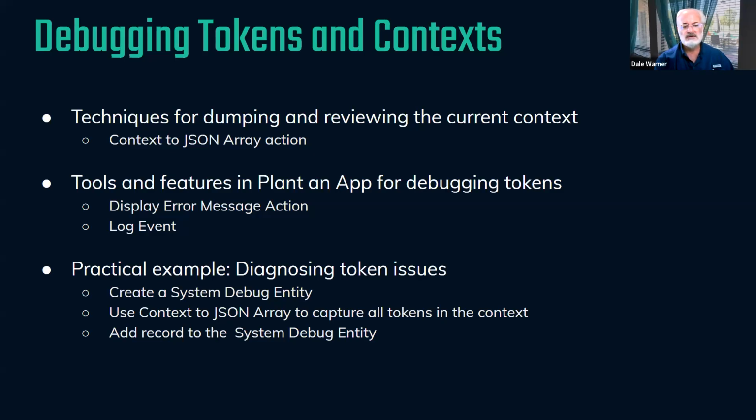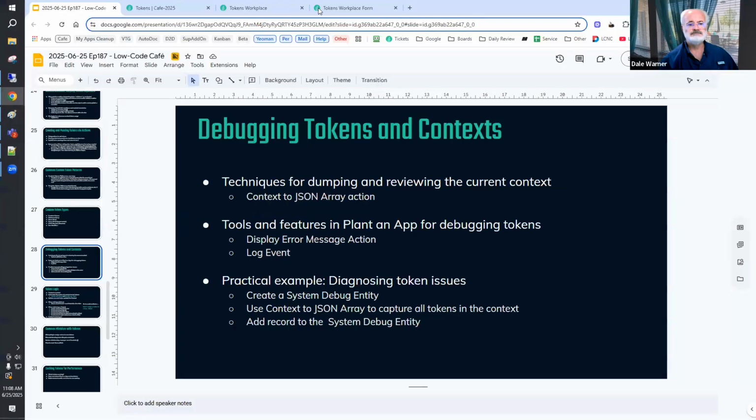In forms, and in listings as well, there's a display error message action. So you as a developer can create a button that uses this display error message to display your tokens. The button is only there while you're developing. You remove it or hide it at a later time, but it lets you see what's in there. Another very common one is the log event action, where you take whatever you're interested in understanding and do the log event. I'm going to do the first two, the context to JSON array action and the display error message action.